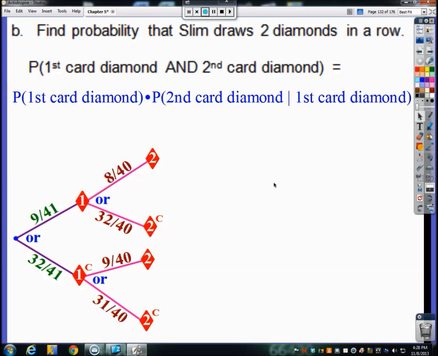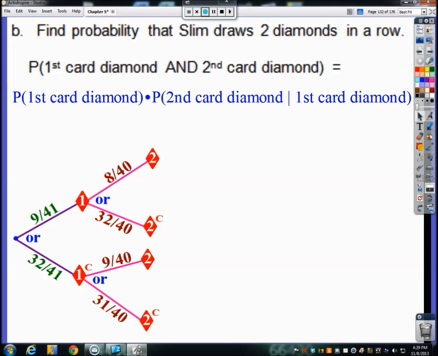Now, another way we could look at this is the first card is a diamond and the second card is a diamond. We could look at that as the product of the individual probabilities, except it's not just the first card's a diamond times the second card's a diamond, because those two events are not independent. The second card being a diamond will be influenced by whether the first card was a diamond or not. So notice this is where I now have the conditional probability right here. So it's times the probability that the second card is a diamond given that the first one is a diamond.